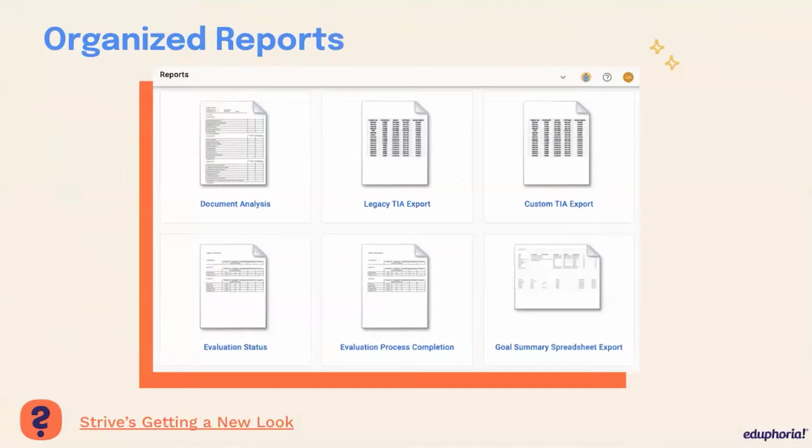The reports, again, all together. When you click on that report button, you're going to see all the Strive reports, professional learning, and professional evaluation. Depending on your permission, you'll see whatever you have access to.